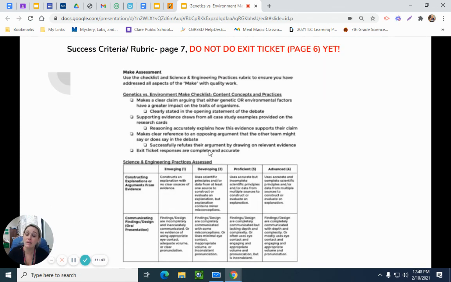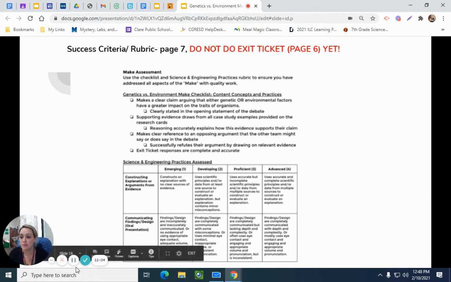Here it's on page 7 in your packet. Here's your checklist and rubric. So this is how to be successful in this task and what you need to get the appropriate grade for your hard work. So I would caution you, please don't do page 6 yet. This is going to be a task for after the debate. We will reflect on what we learned and what we did. So good luck, and let me know if you have any questions.